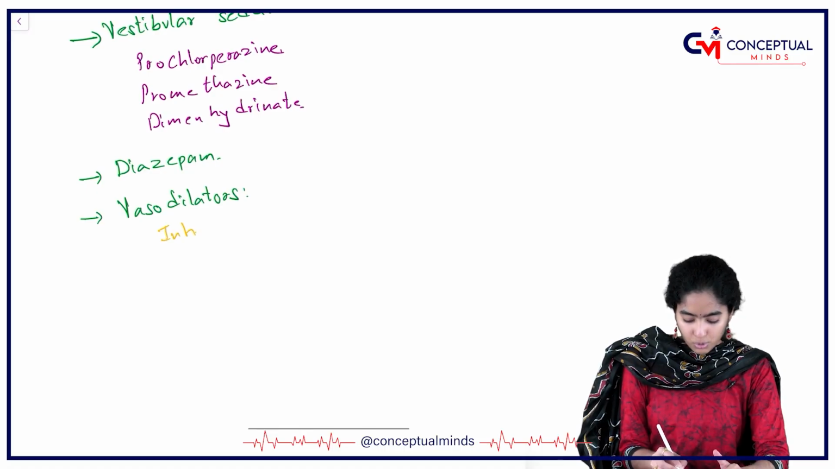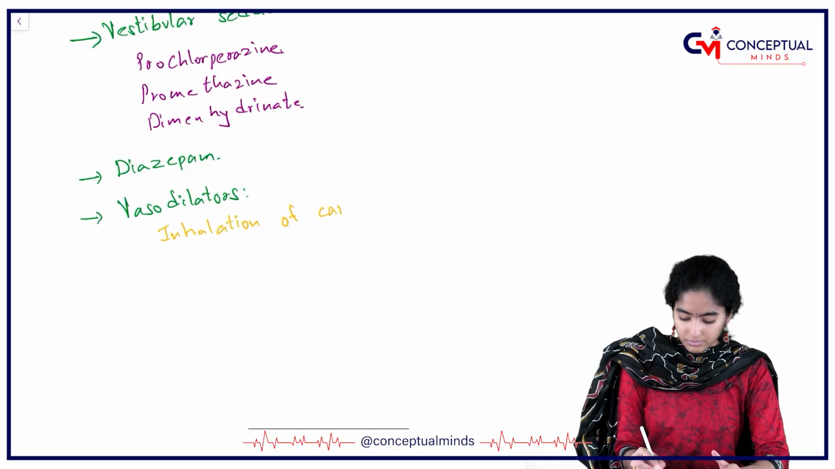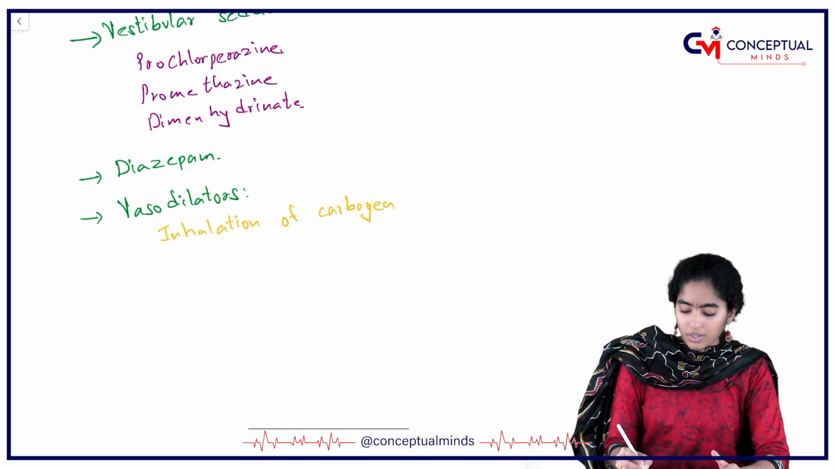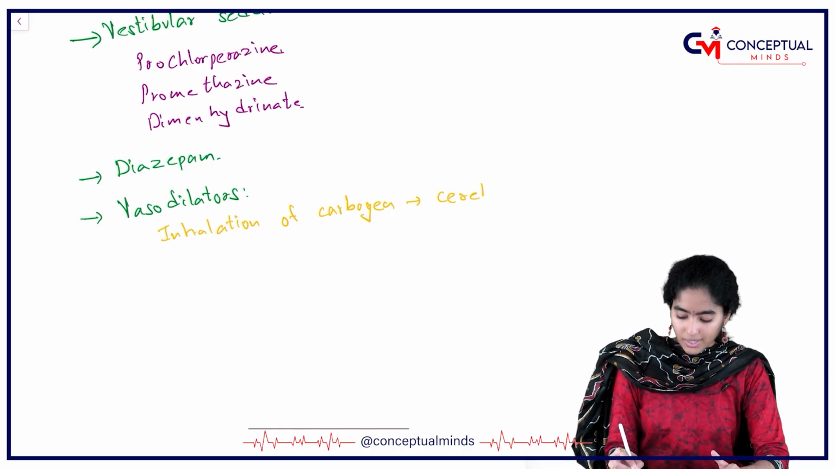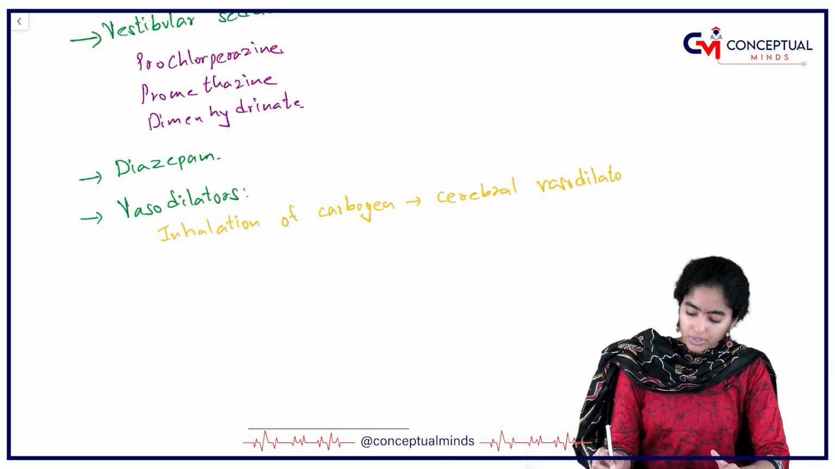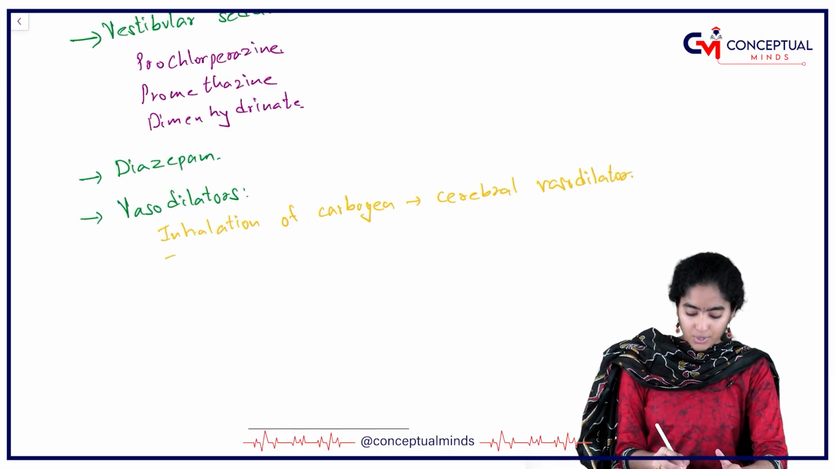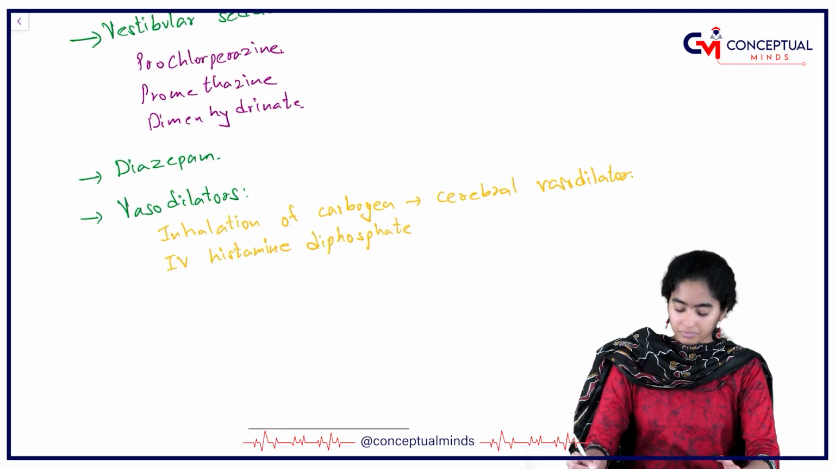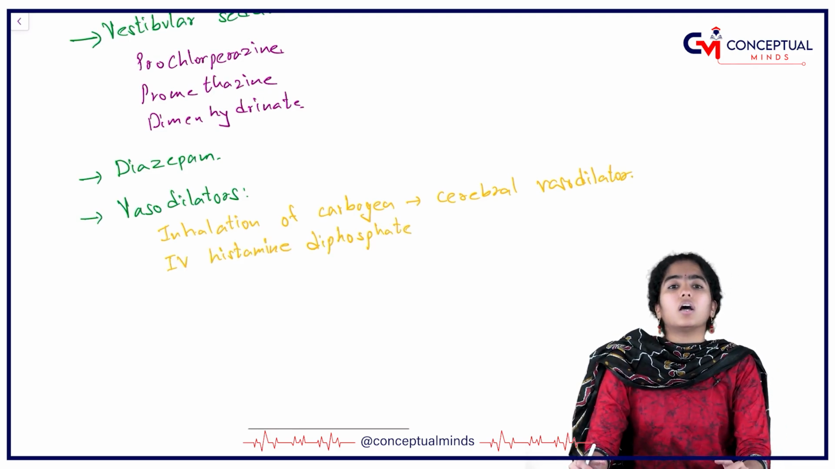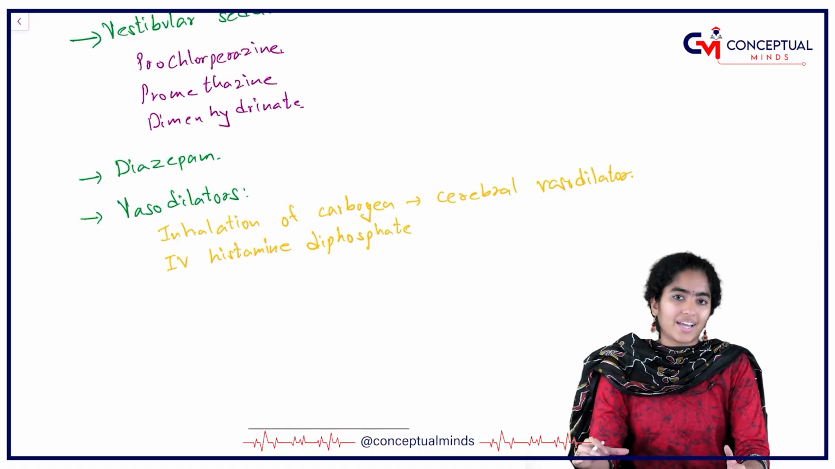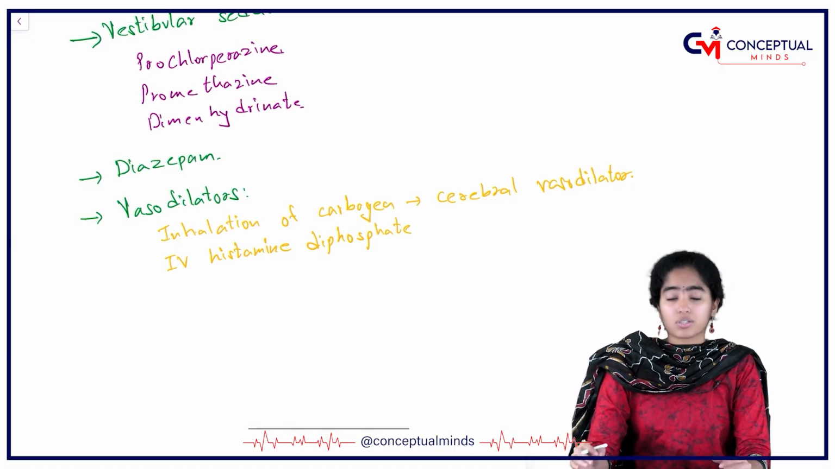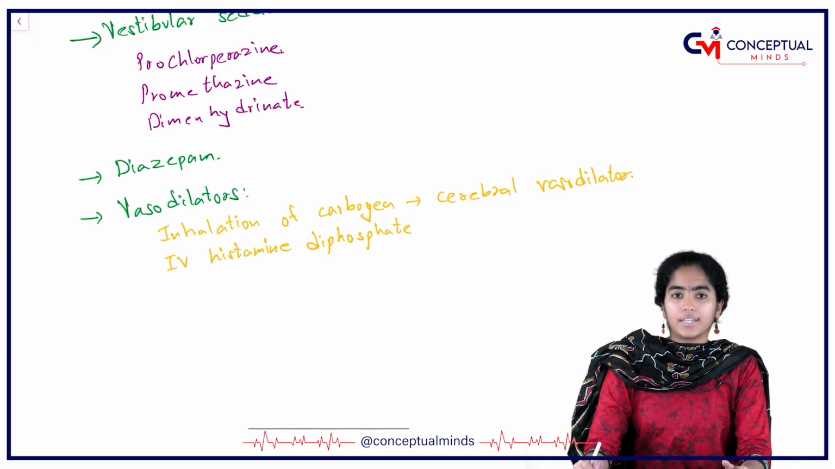inhalation of carbogen, which is a cerebral vasodilator. So, this will improve the labyrinthine circulation. IV histamine diphosphate is also used. This drug should not be used in asthmatics and also on empty stomach. It's strictly contraindicated in asthmatics, but it helps in managing an acute episode.